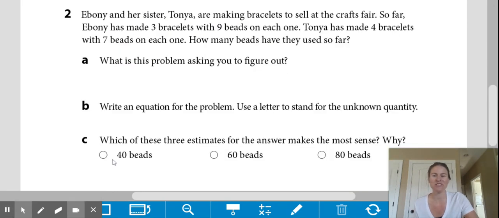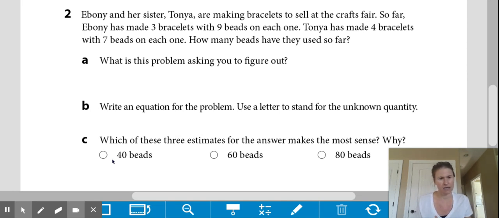Okay, so here's another example. Again, I want to take it slow so I truly understand it and I know what the problem is asking me to figure out. Ebony and her sister, Tanya, are making bracelets to sell at the crafts fair. So far, Ebony has made 3 bracelets with 9 beads on each one. Visualizing it. 3 bracelets, 9 beads on each one. Got it. Tanya has made 4 bracelets with 7 beads on each one.